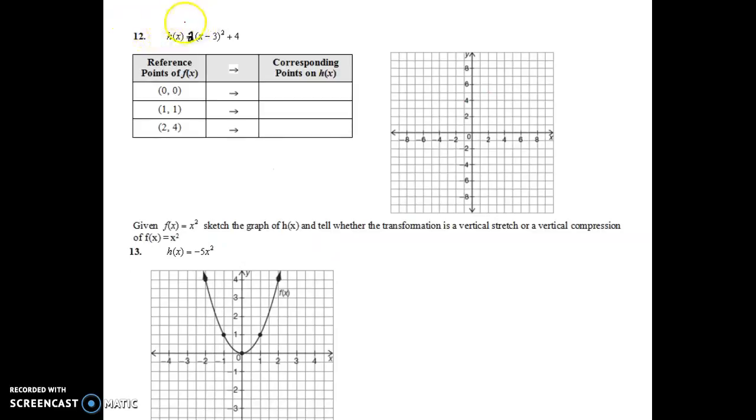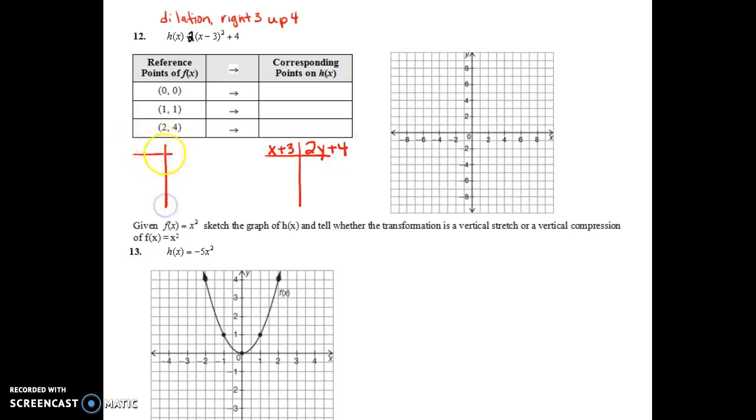Question 12 is kind of the same thing. This 2 means that you have a dilation or a vertical stretch. You're moving to the right 3 and you're moving up 4. So again, your corresponding points, I'm just going to draw the same t-chart down here. I'm going to the right 3, so I'm adding 3 to the x's. The dilation means I'm going to multiply the y's by 2 and then add 4.